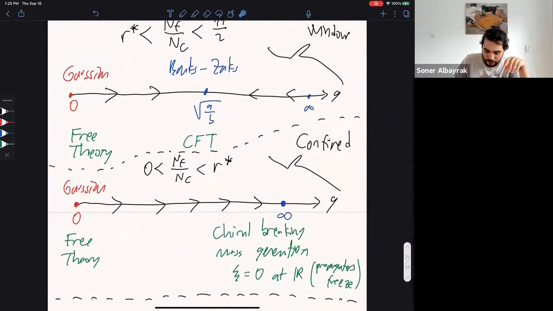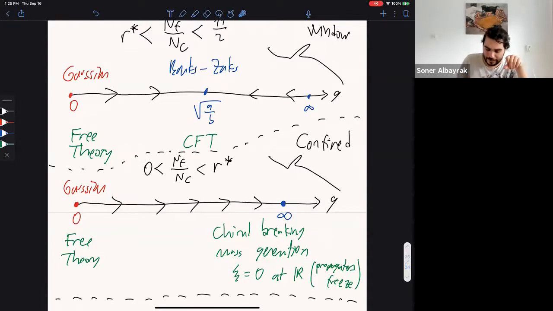Now, if on the other hand NF is too small, let's take NF to be 0, just a gauge theory with no fermions, then that theory is confined. When I say confined, that means we don't get to see the color quantum number in nature. In ordinary QCD, the gluons have different so-called colors, red, green, blue, whatever. But you don't observe them. You only observe color neutral particles, like hadrons, mesons, etc. And that's confinement.